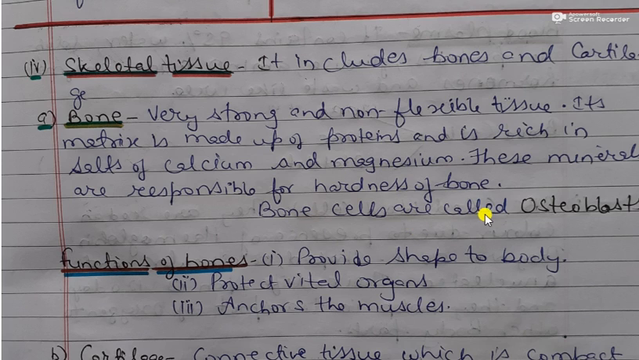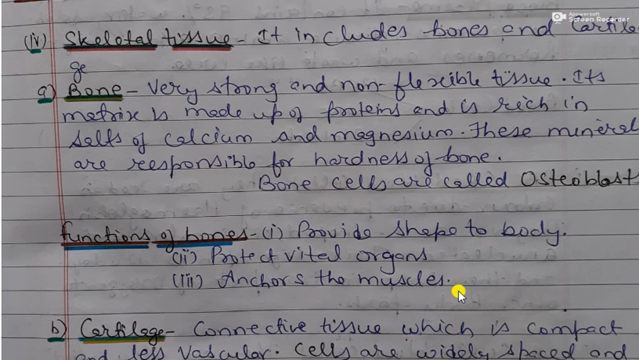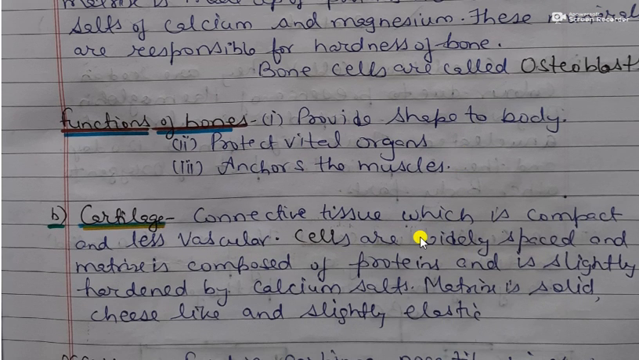Bone cells are called osteoblasts. The cells of bone which are present in the matrix are known as osteoblasts. Functions of bones. Bones provide shape to our body. They protect our vital organs like brain, heart, lungs, and they anchor the muscle. They provide space for the muscles to join with the bone.